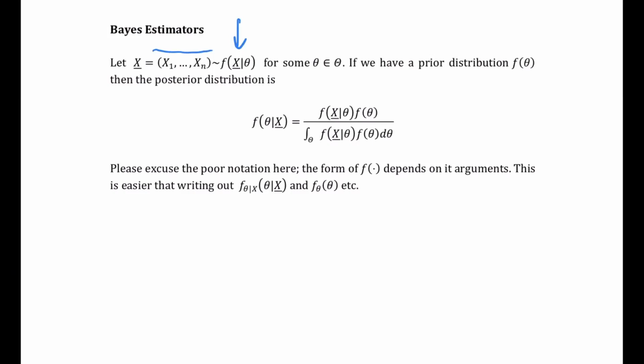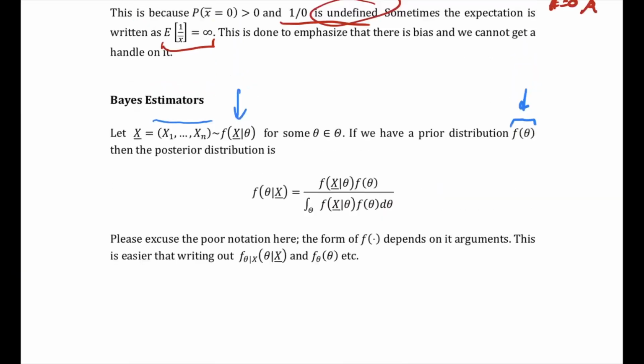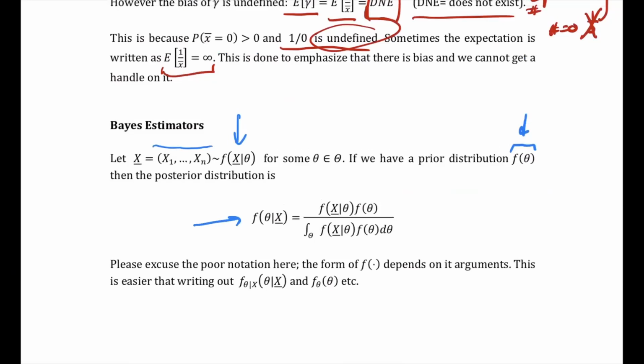And let's suppose I have a prior distribution, and I'm going to illustrate all of this in a second so you can see how we put this together. And then the posterior distribution is this thing. And so we use Bayes' theorem here to get that, right?